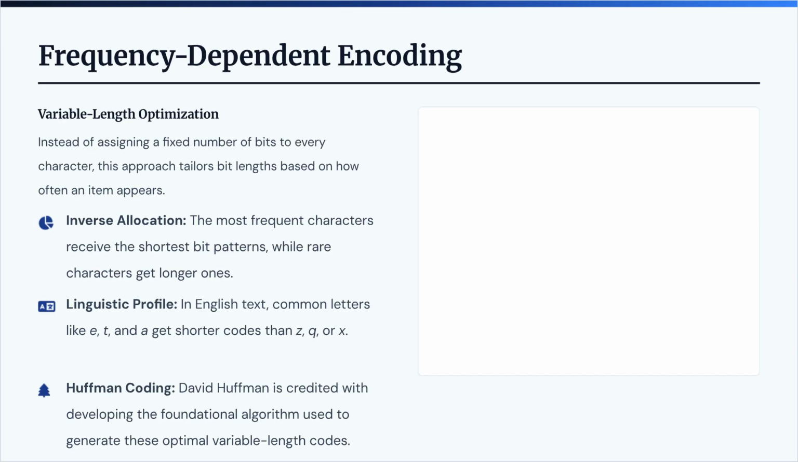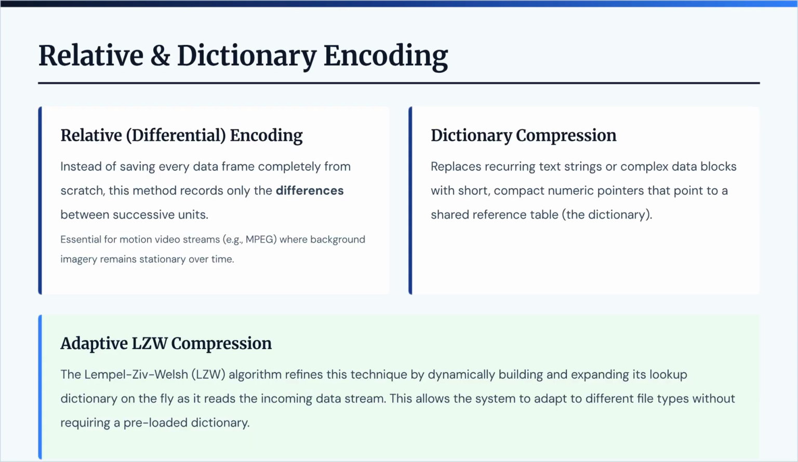Frequency-dependent encoding, such as Huffman coding, optimizes space by using variable-length bit patterns. By assigning the shortest codes to the most frequent characters and longer codes to rare ones, it significantly reduces the overall file size. We also use relative and dictionary encoding. Relative encoding saves space by recording only the differences between successive data frames, while dictionary compression uses numeric pointers to reference repeated data blocks. Adaptive algorithms, like LZW, can even build these dictionaries on the fly.